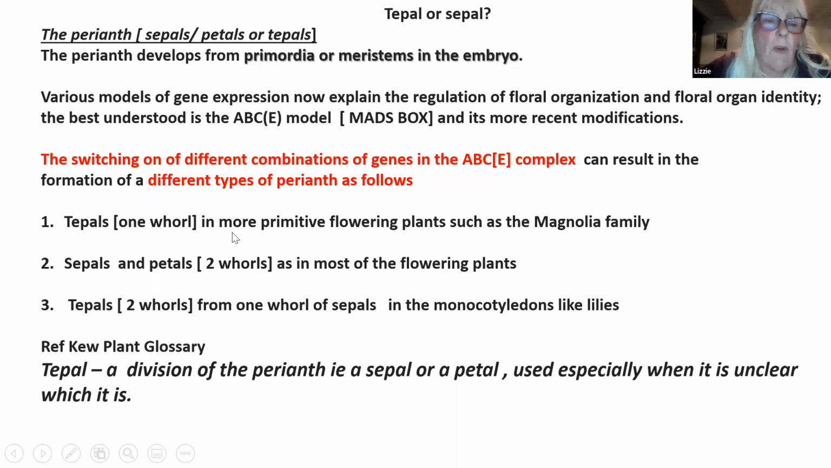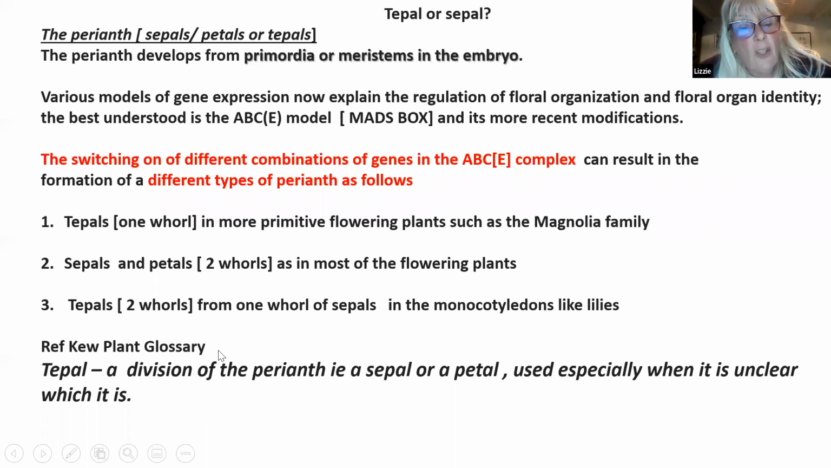So certain genes are switched on for that. Most flowering plants have sepals and petals in 2 whorls. A different combination of ABC genes are switched on for that. And finally, the one that was puzzling us was in the lily family, the tepals there, which are 2 whorls of tepals, originate from a single whorl of sepals, as far as I can tell, which are from a different combination of genes. So it's quite complicated, and you can't tell by looking.